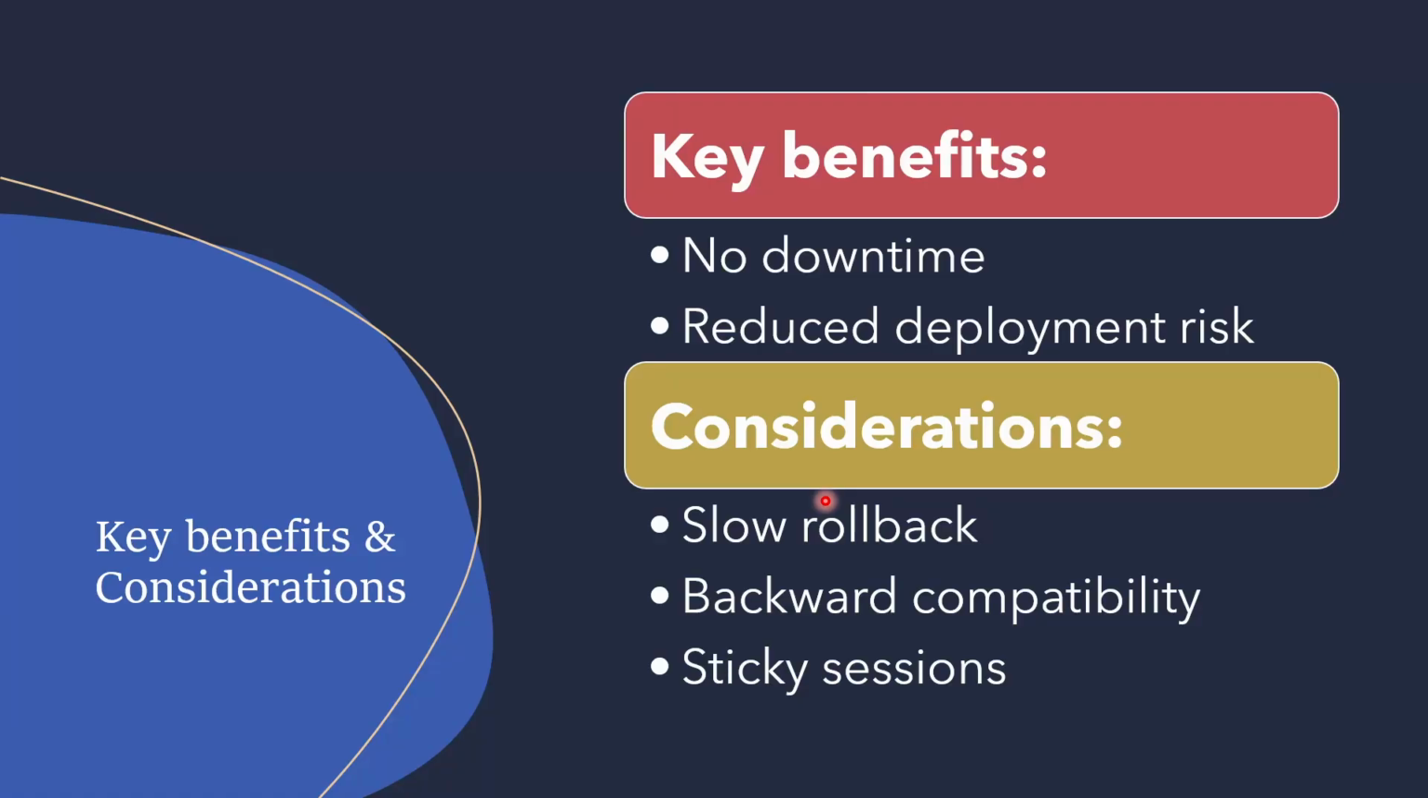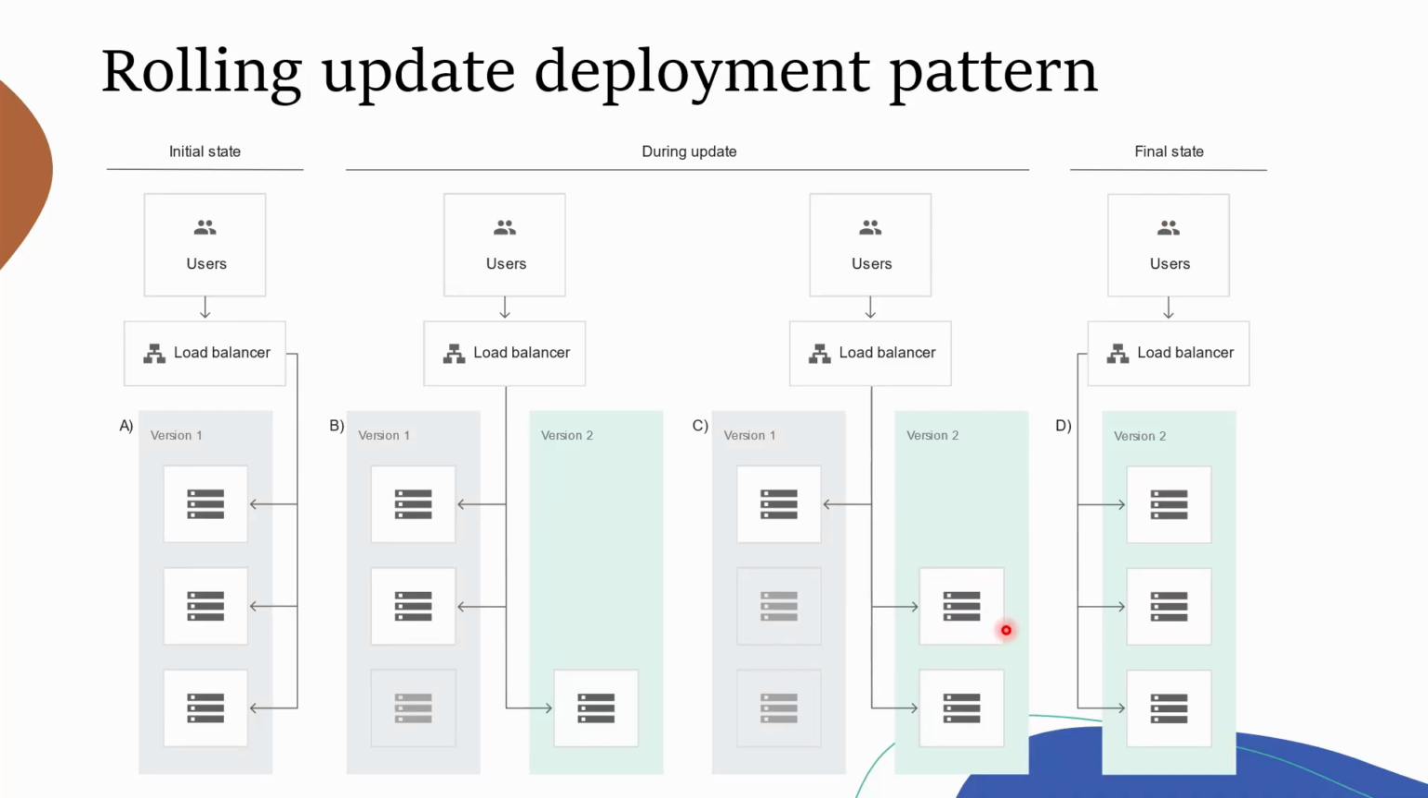So now let's look at the considerations, the things you have to keep in mind whenever you want to choose this deployment model. It's a slower rollback, obviously, because if an issue happens in one of the instances, the rollback is going to take a lot of time, as you have to do a rolling update back to version 1. It's not easy to roll back, and it's going to take time.